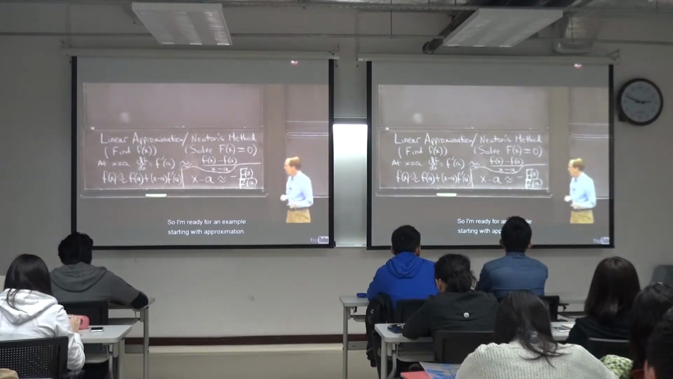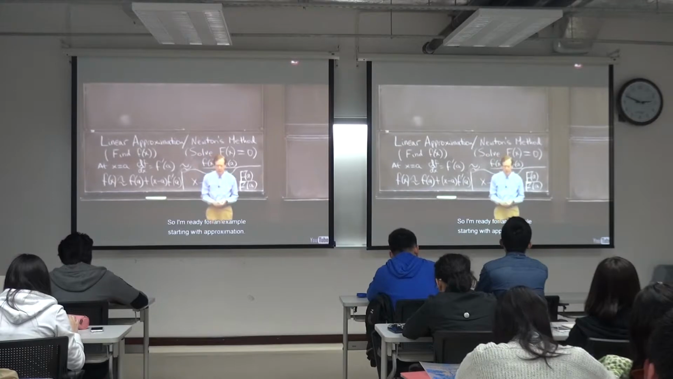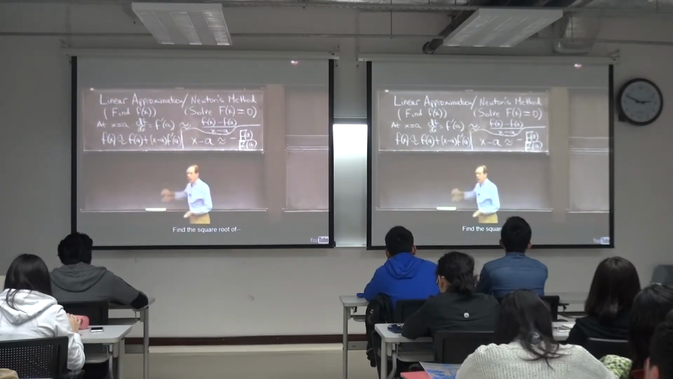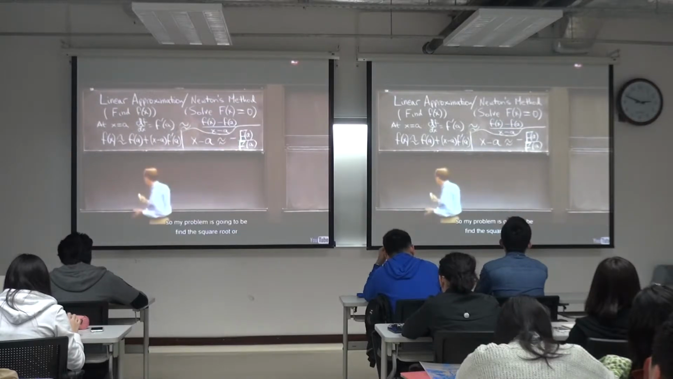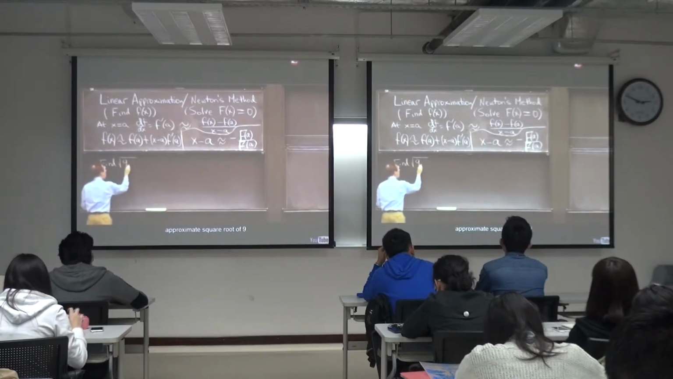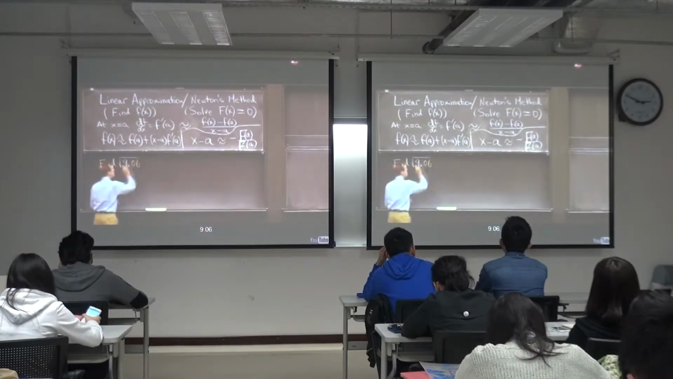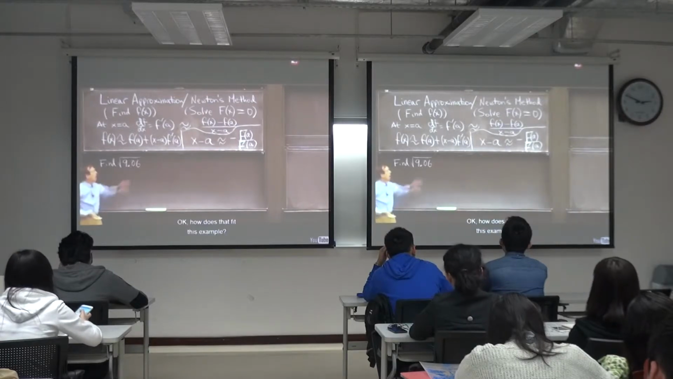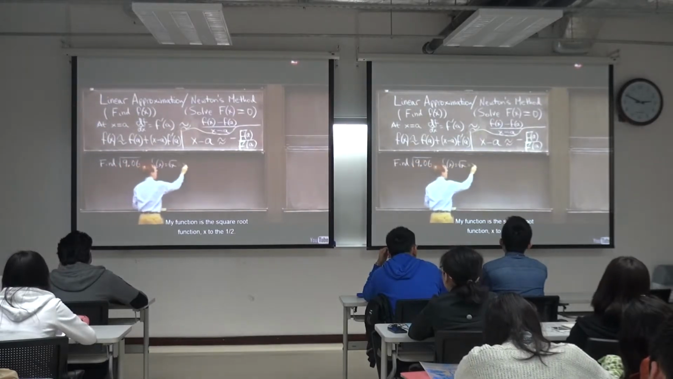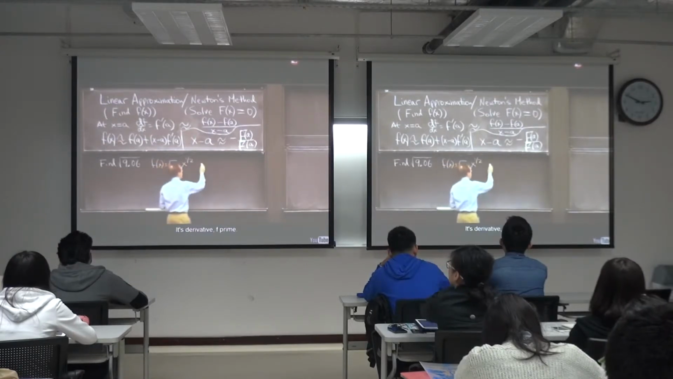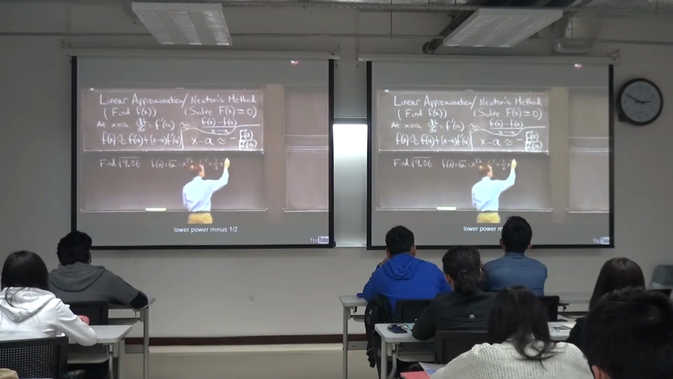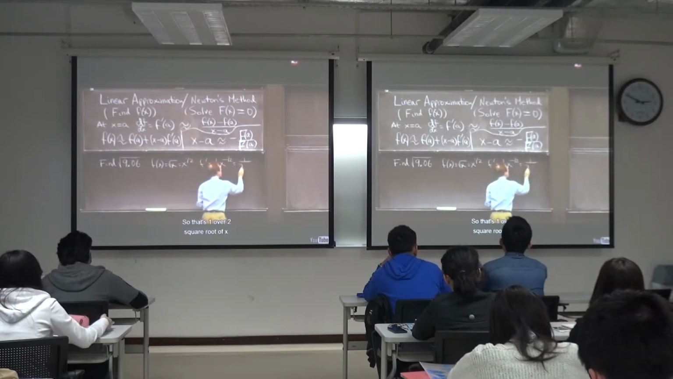So I'm ready for an example, starting with approximation. So here's my problem. Find the square root, or approximate square root, of 9.06. I'm going to shift away from 9 a little bit. How does that fit this example? My function is the square root function, x to the 1/2. Its derivative, f prime, is 1/2 x to the one lower power, minus a half. So that's 1 over 2 square root of x.